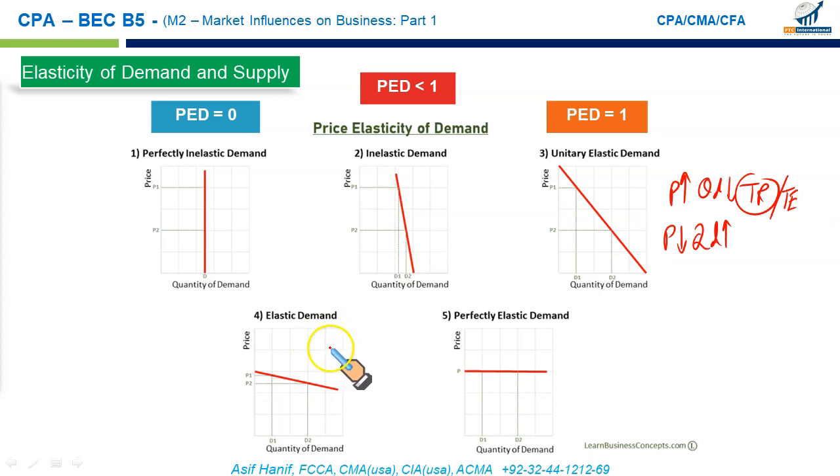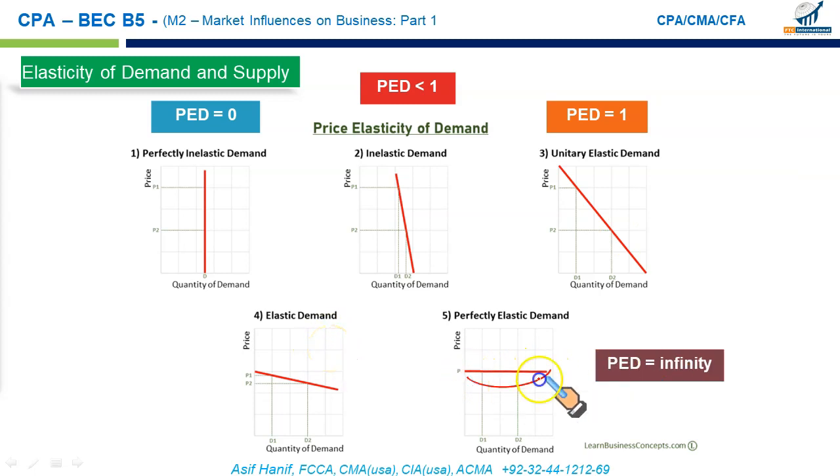In case the PED is infinity, the demand is said to be perfectly elastic. No matter what the quantity demanded, like in a perfectly competitive market, if the prevalent price is $10, you will have to buy it at $10 and you will have to sell it at $10. There is nothing in your control.